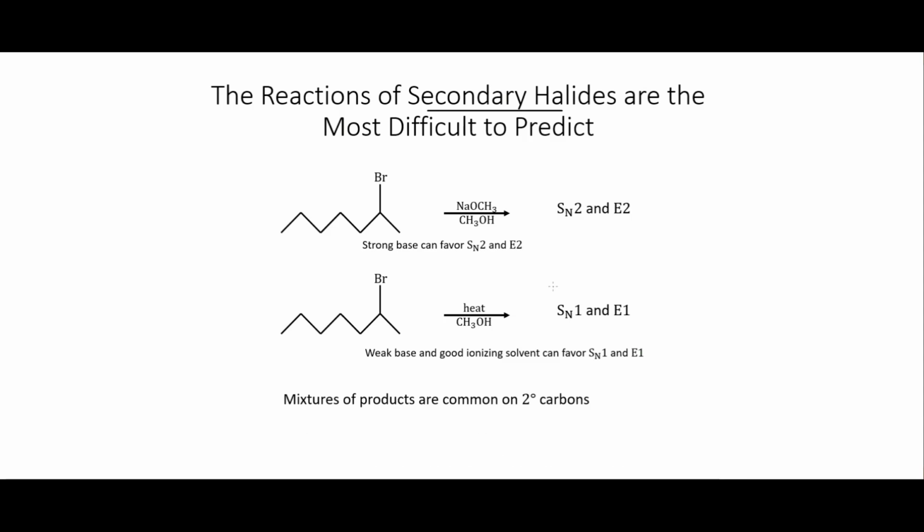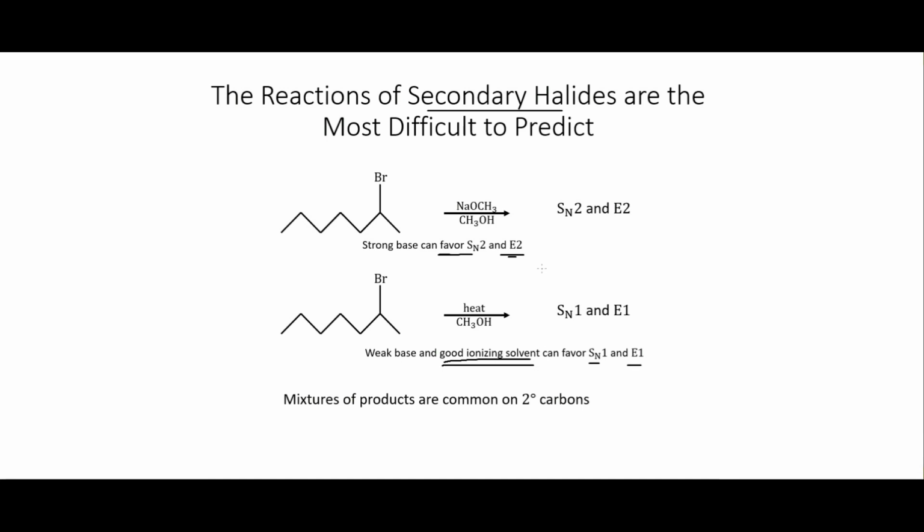So a strong base can favor the SN2 and the E2, or a weak base and good ionizing solvent can favor the SN1 or E1. So those are going to be the ways that we want to try and predict whether we're going to have the bimolecular or the unimolecular mechanisms here. So the bimolecular is if we have a strong base here, and the unimolecular is if we have a weak base and a good ionizing solvent.